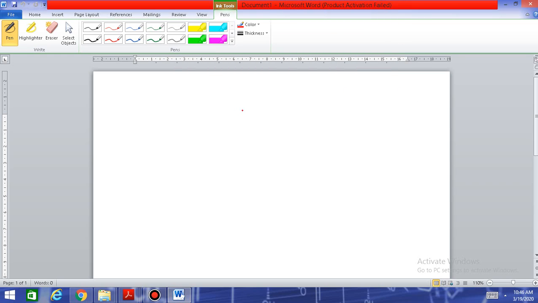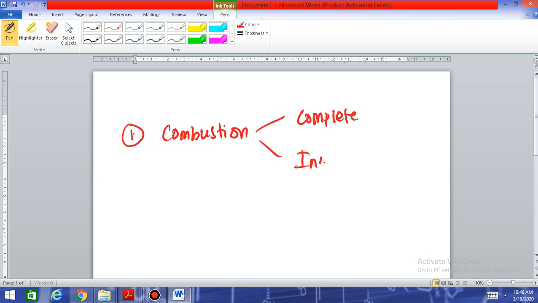Okay guys, let's talk about organic chemistry reactions. The first reaction is combustion. There are two types of combustion reactions, complete and incomplete.